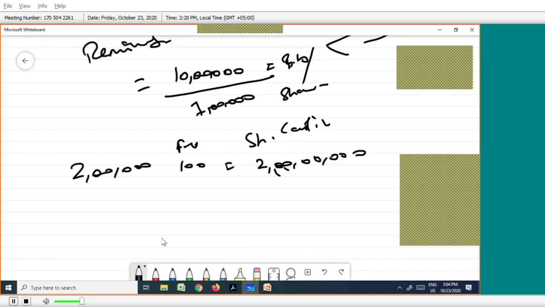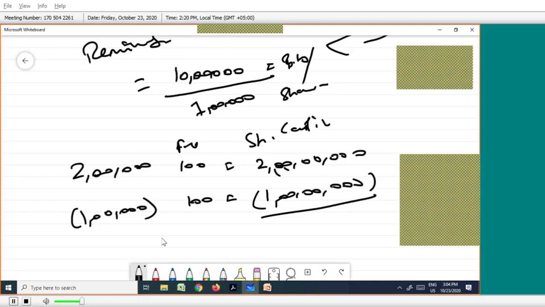Now what I am going to do is buy back 1 lakh shares of 100, which means after the buyback, my share capital becomes 1 crore, 1 lakh, and the remaining shares will be 1 lakh shares.